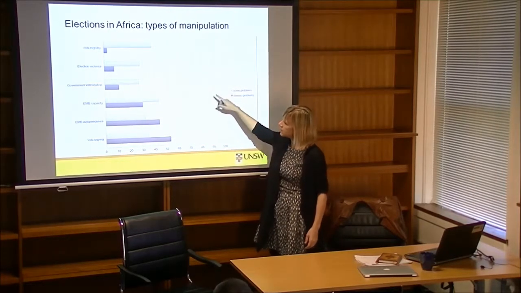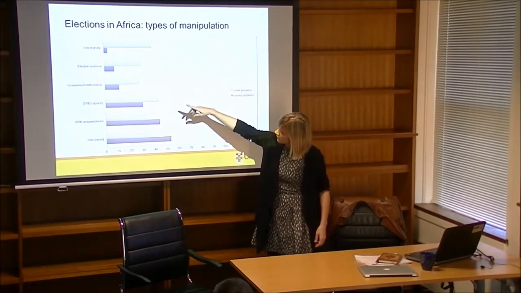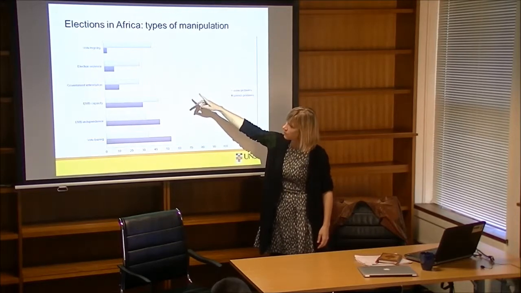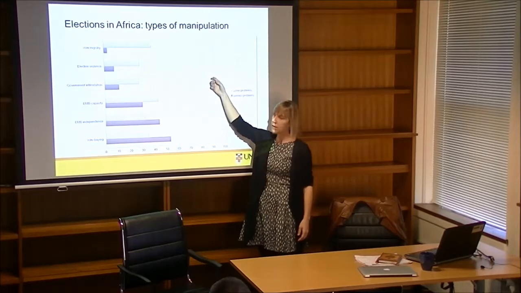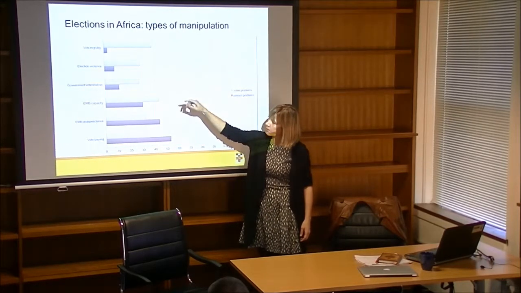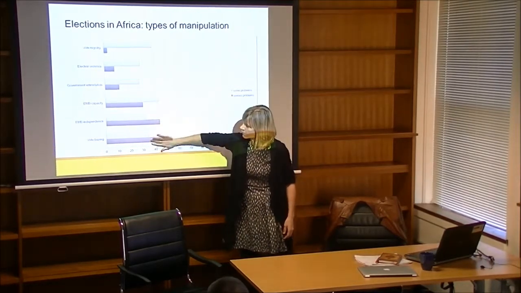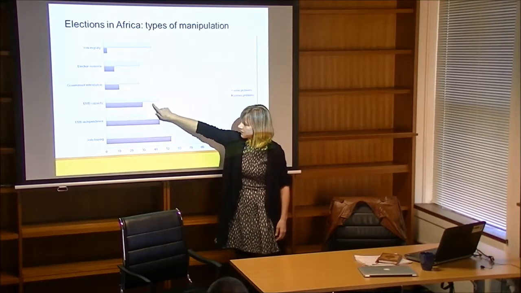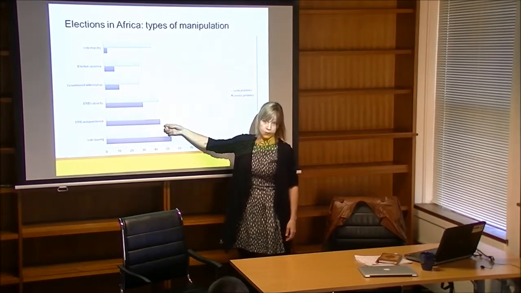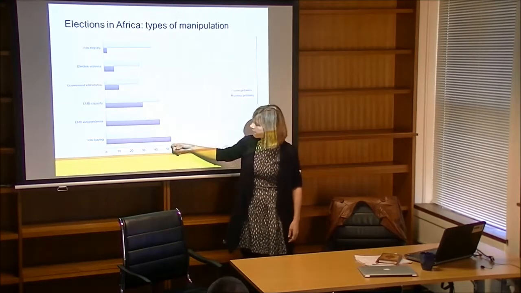Most are some problems. Election violence and government intimidation also doesn't seem to occur in so many elections, even though it gets a lot of attention in the media. But it's not as common as these other two types of manipulation, where one is electoral management bodies. Capacity is a problem, but autonomy is an even bigger problem. And vote buying.